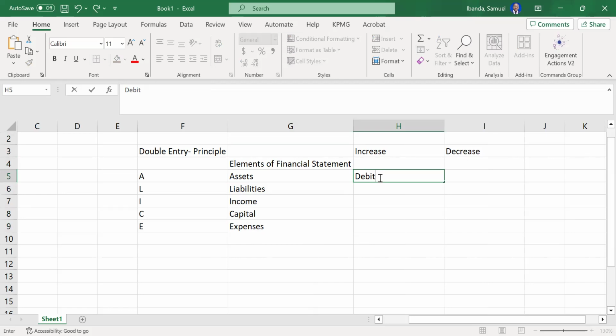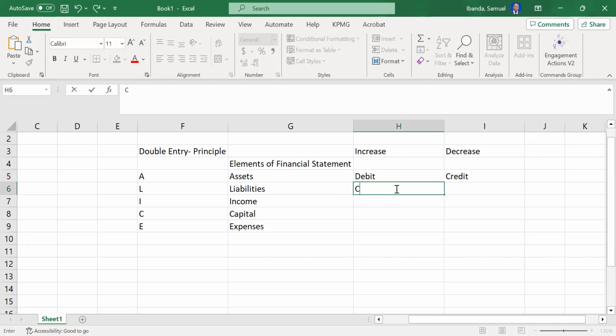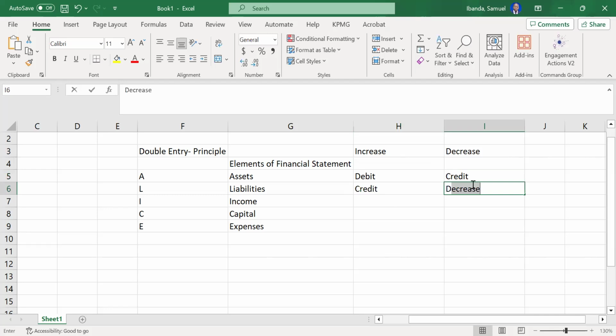So it means that when we are increasing our assets, we debit them. And when these assets are reducing, let's say we are disposing of our assets, we usually credit. And when it comes to liabilities, it's the other way around. When liabilities are increasing, we credit them. Yet when they are reducing, we usually debit. Same thing with incomes. When incomes are increasing, we credit them. When they are reducing, we debit them.